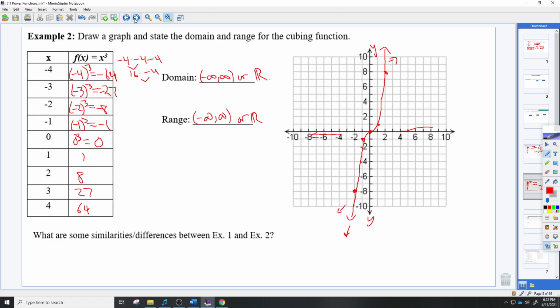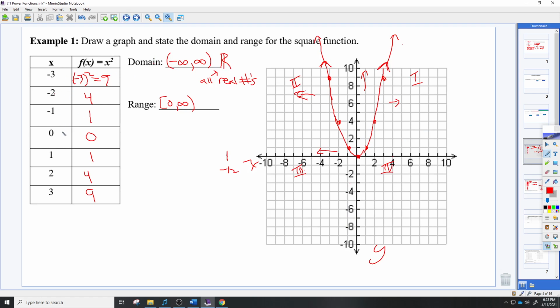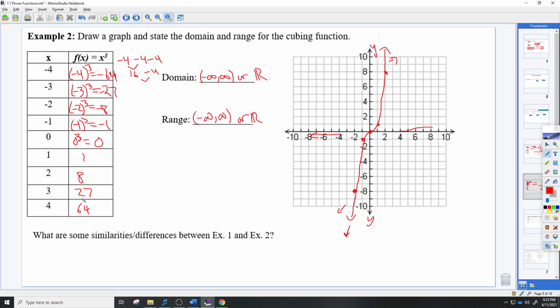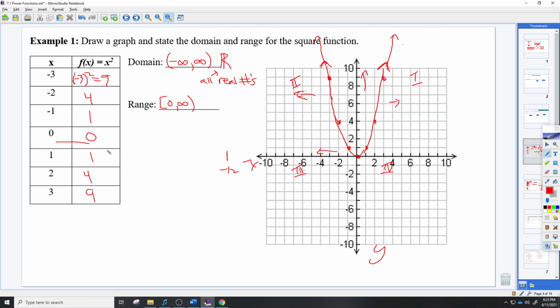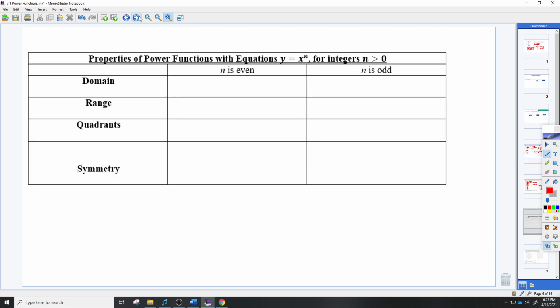So there's a couple different things. And you could also talk about the table and how this one here kind of gives you the mirror image of the same numbers on both sides of the vertex here. We've talked about that before. This one's not the same. They have the same numbers, but some are on this one side as positive, the other ones are negative. This one doesn't have any negative numbers. There's a couple different things. We're going to summarize these different similarities in a little chart here, talking about the domains, the range, the quadrants, and what kind of symmetry they have.